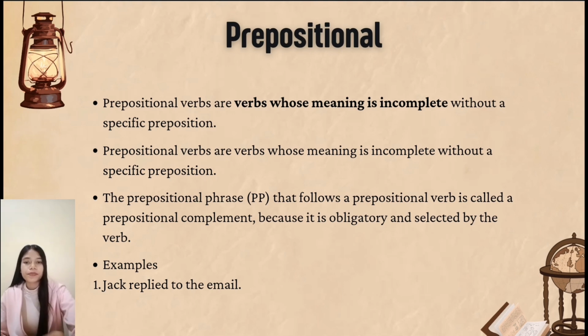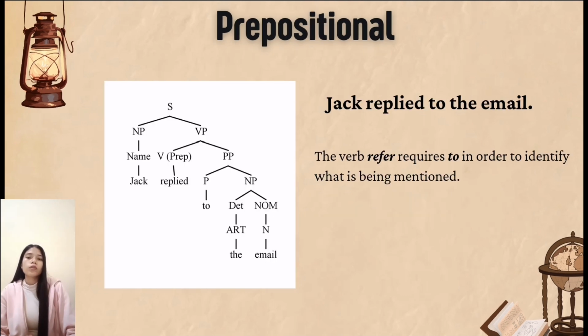Okay. Next is prepositional verbs. Prepositional verbs are verbs whose meaning is incomplete without a specific preposition. The prepositional phrase or PP that follows a prepositional verb is called a prepositional complement because it is obligatory and selected by the verb. For example here, Jack replied to the email. So look at the diagram here.